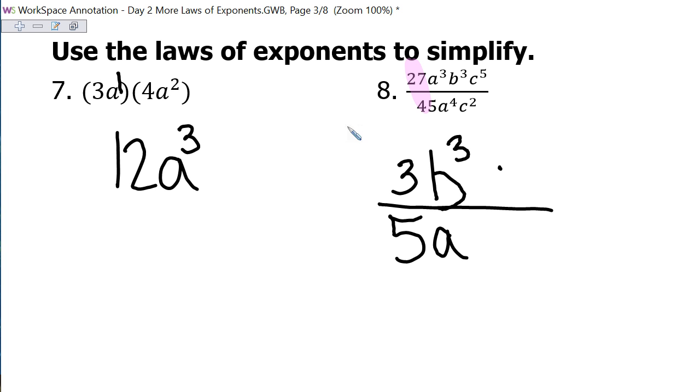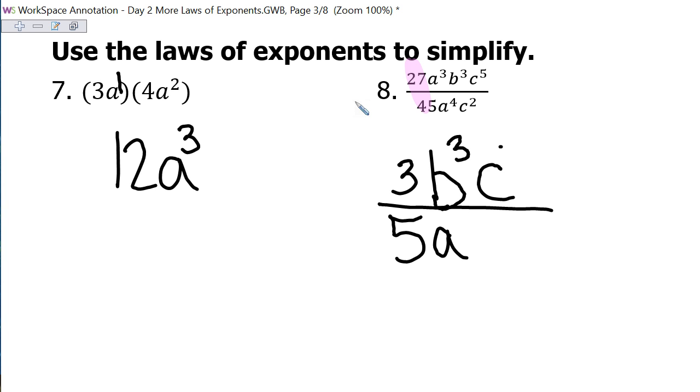Now, when you're dividing and the bases are the same, what do we do with those exponents? Subtract them. So for the a's, 4 minus 3 is what? 1. Do I really have to put a to the first? No. And then for the c's, what's 5 minus 2? 3.